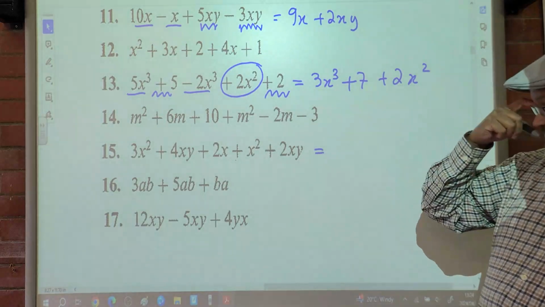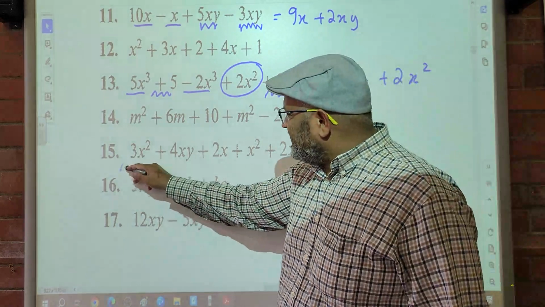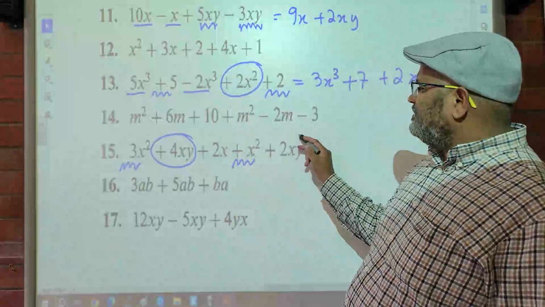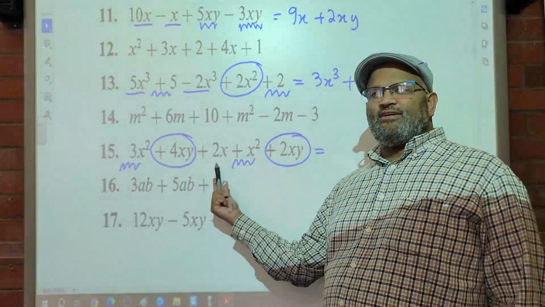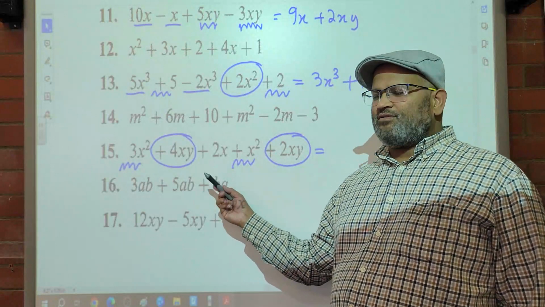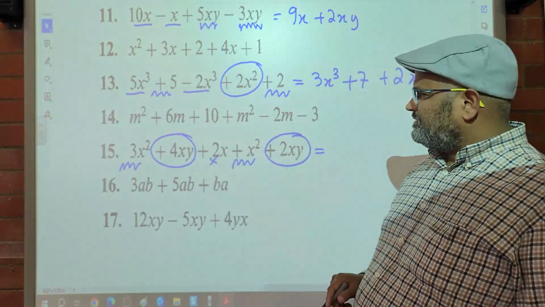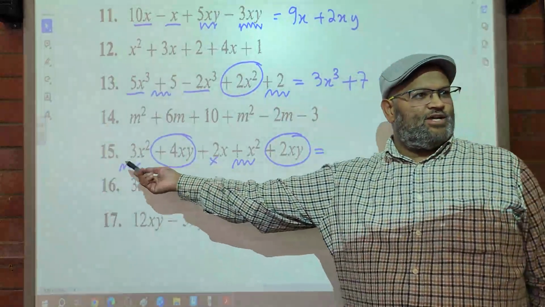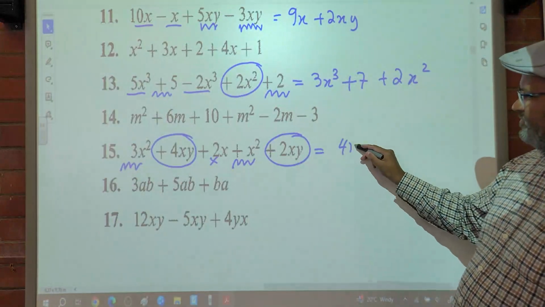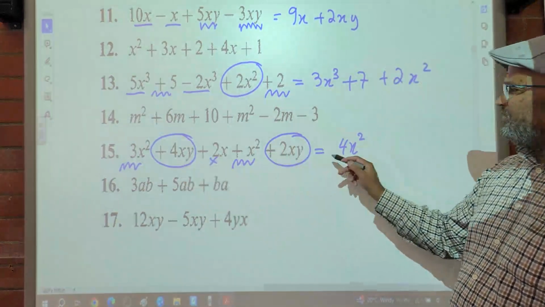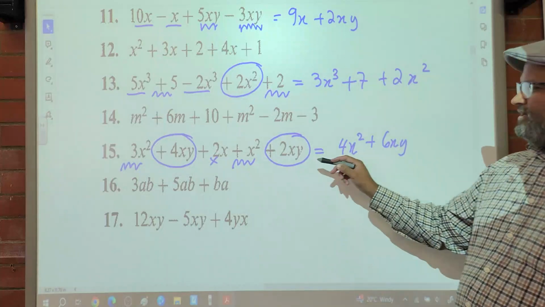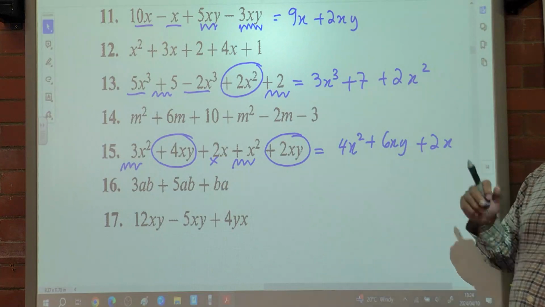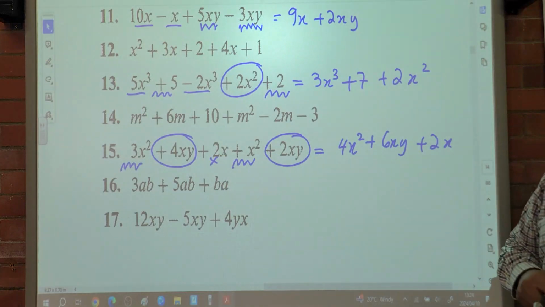Let's look at number 15. 3x squared is a like term to x squared. 4xy is a like term to 2xy. And this one is standing on its own. So what is 3x squared plus x squared? 4x squared. What is 4xy plus 2xy? 6xy. And then plus 2x, or 2x plus 4x squared plus 6xy. It's all the same. Okay.